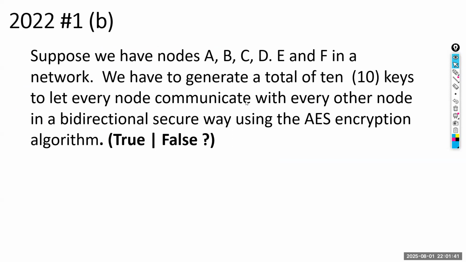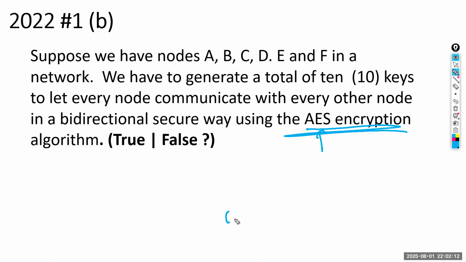Suppose we have nodes A, B, C, D, E, and F in a network. We have to generate a total of 10 keys to let every node communicate with every other node in a bidirectional secure way using the AES encryption algorithm. First of all, you must know that AES is symmetric key. They don't say exactly symmetric key, because remember in the exams, you don't know which topic the question is from, but the examiner has mentioned AES, that means symmetric key.